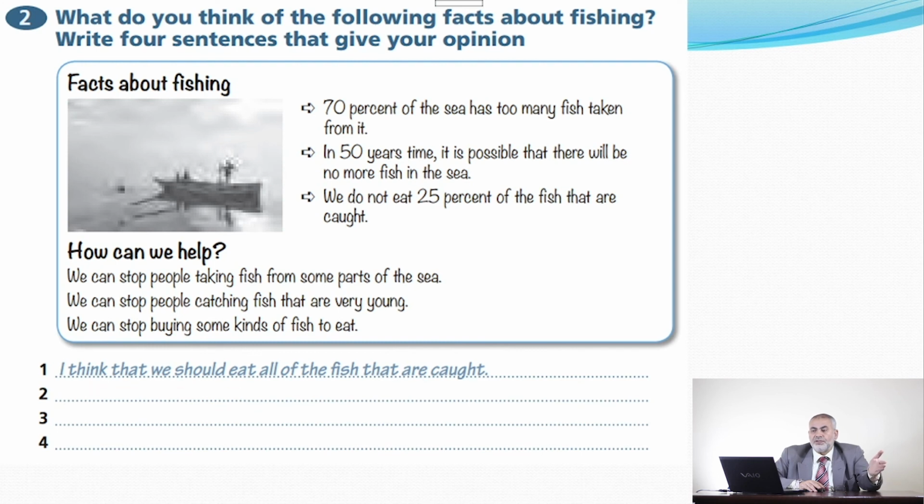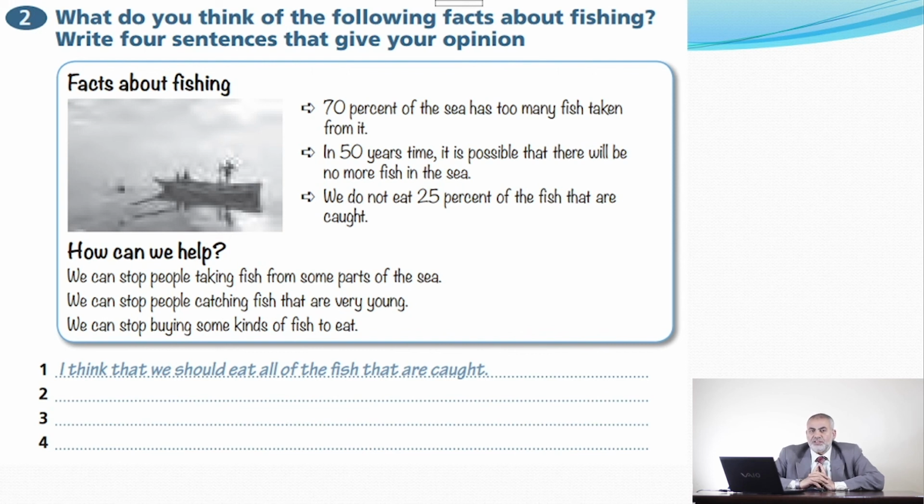Now, what do you think of the following facts? These facts about fishing. Write 4 sentences that give your opinion. 4 sentences هنكتب 4 جمل to express your opinion about fishing. First, read these facts. 70% of the sea, 70% من البحر, has too many fish taken from it. In 50 years' time, في خلال 50 سنة, it is possible that there will be no more fish. السمك هيخلص من البحر. I don't think that.